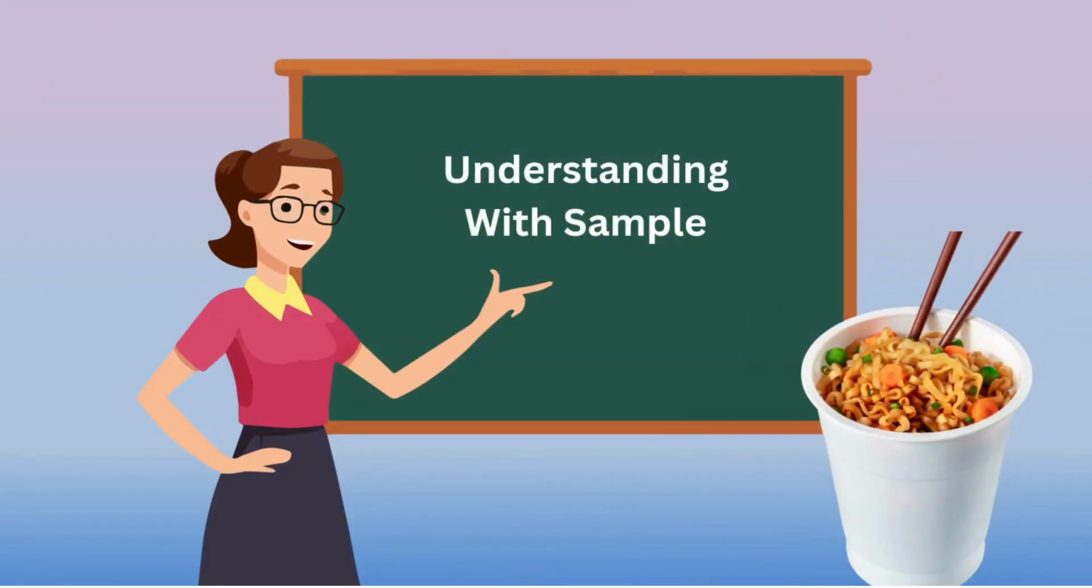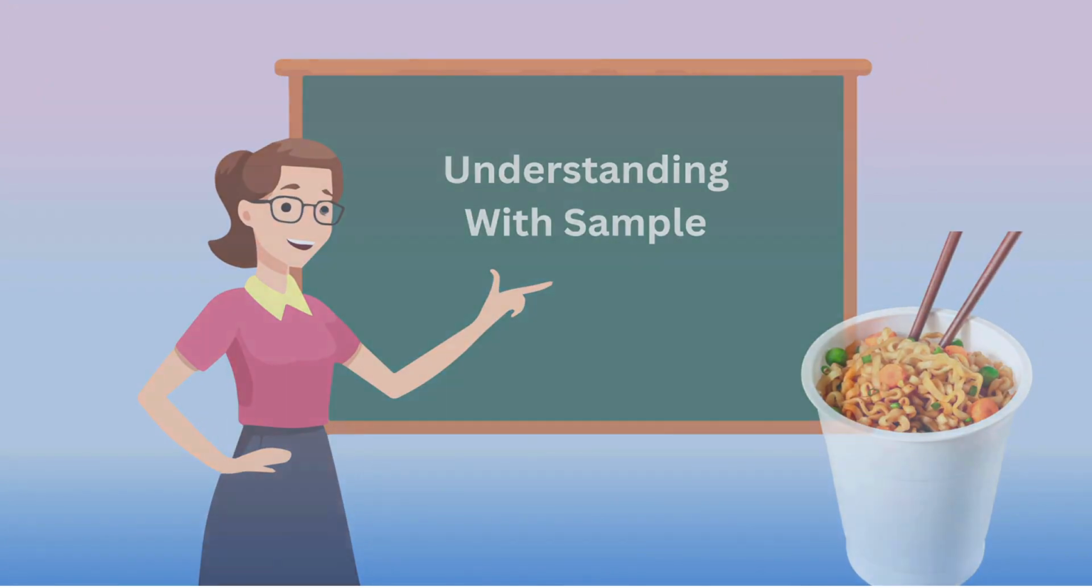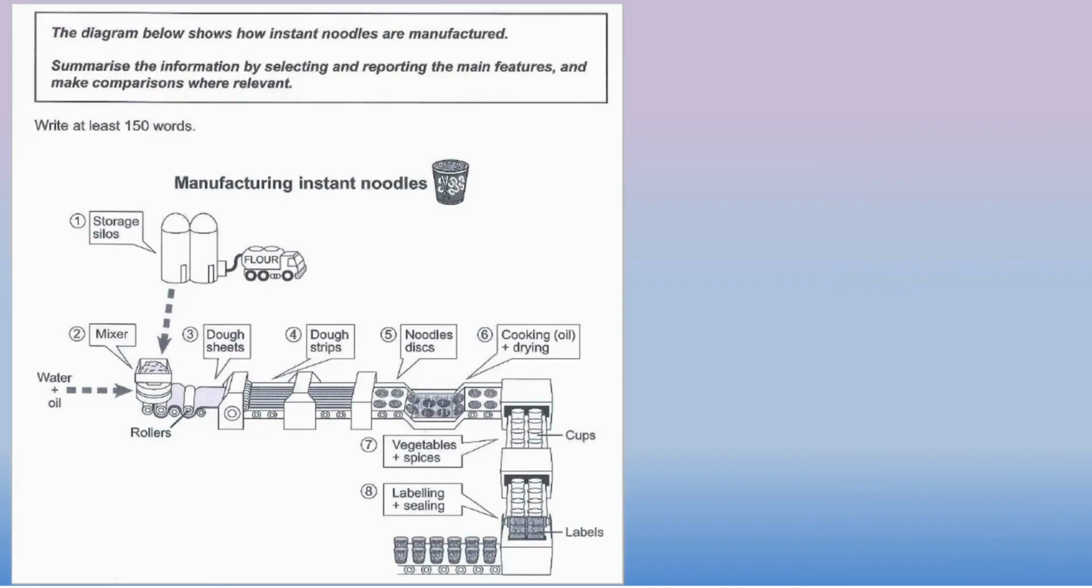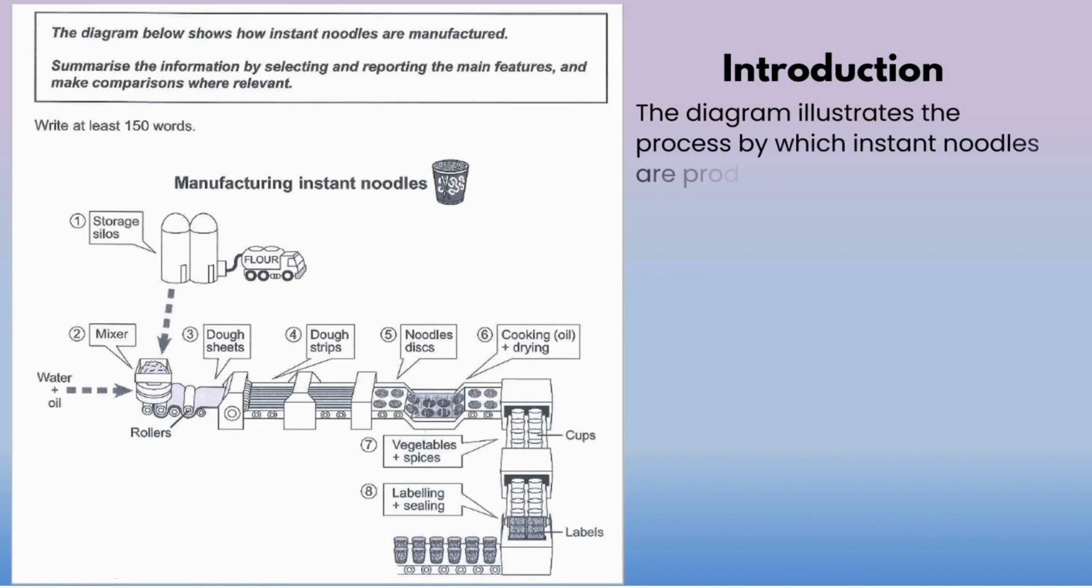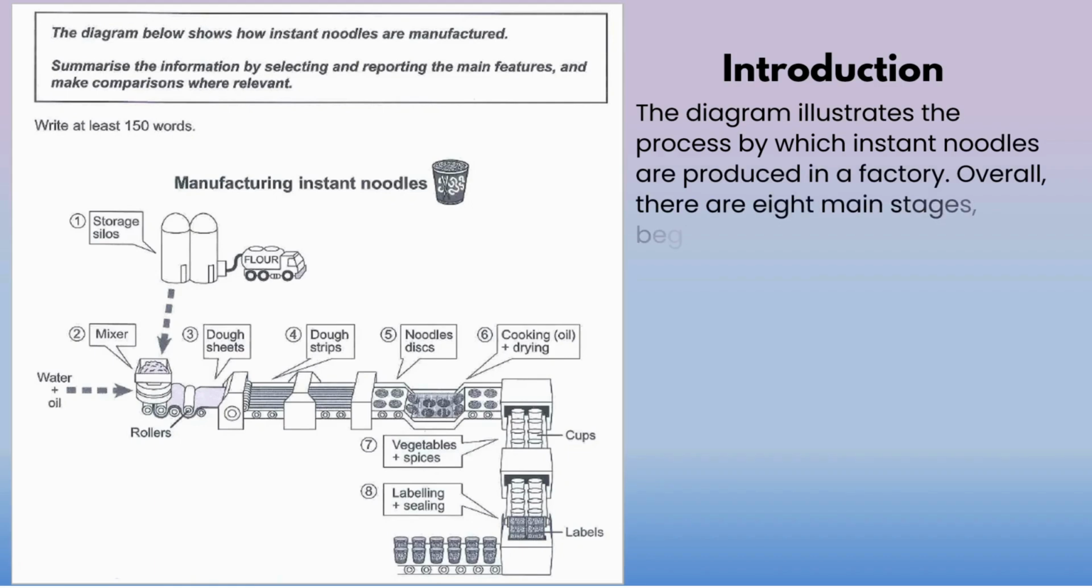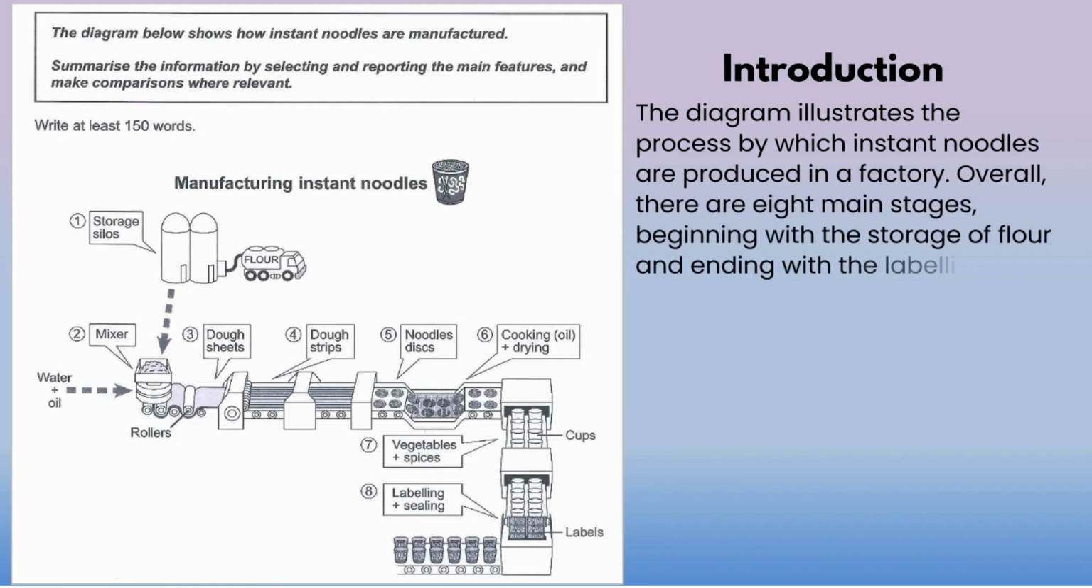Well, let us understand it with a sample. So let's start with the introduction. The diagram illustrates the process by which instant noodles are produced in a factory. Overall, there are 8 main stages, beginning with the storage of flour and ending with the labeling and sealing of the finished product. So, this is the introduction. This is how you can write a good introduction. Note the usage of vocabulary.